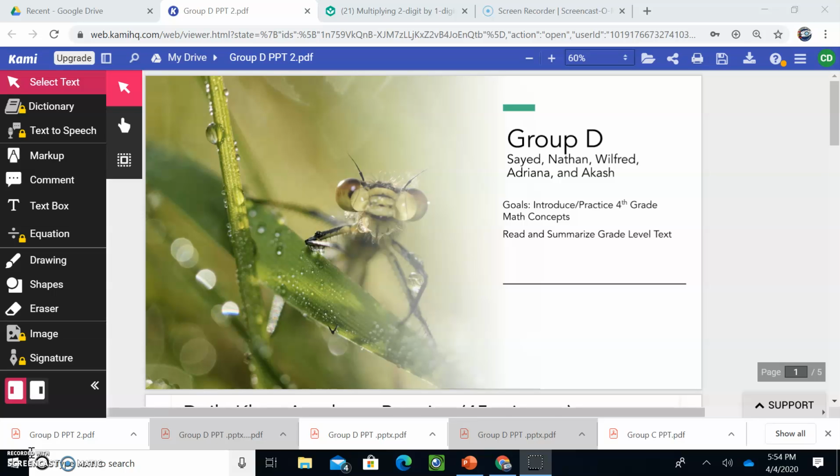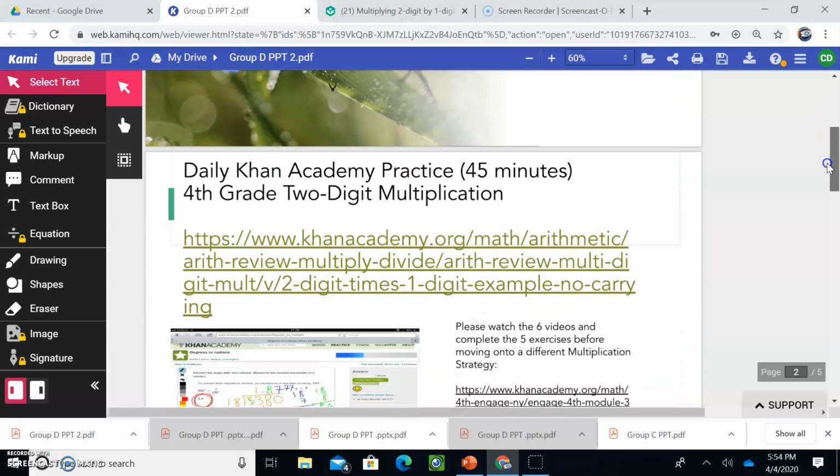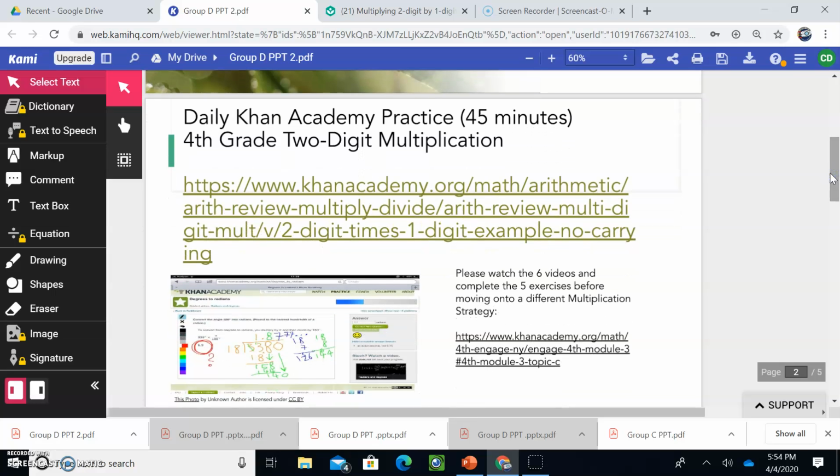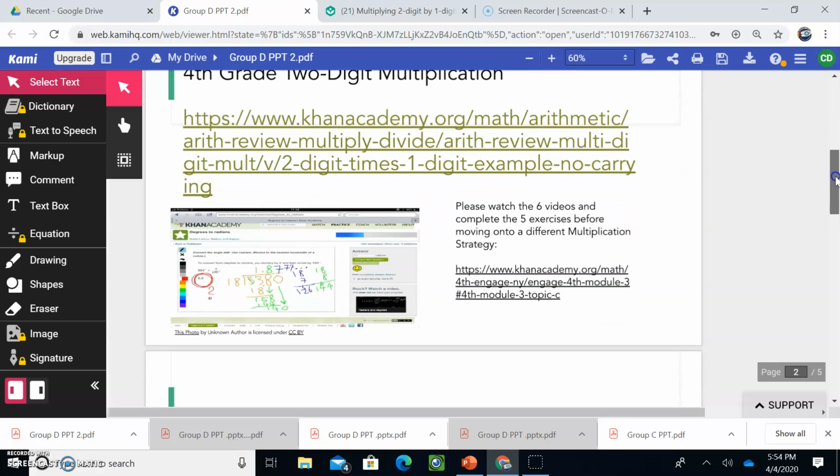So what I'd like to do is begin working on two-digit multiplication. You probably remember last week I showed a video on 2 by 2 multiplication. Well, today we're going to back up just a little and I'm going to show you two strategies. It's called a standard algorithm and also an area model. And then once you have an idea of what this entails, I'd love for you to practice this on Khan Academy. The links are in this PowerPoint, and I will be demonstrating as well.